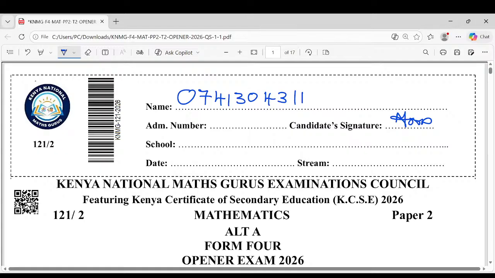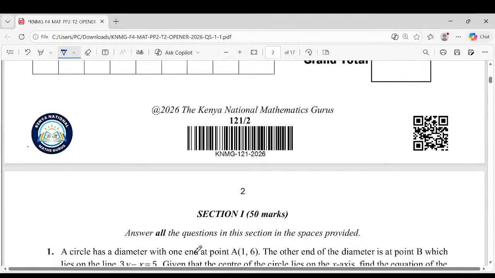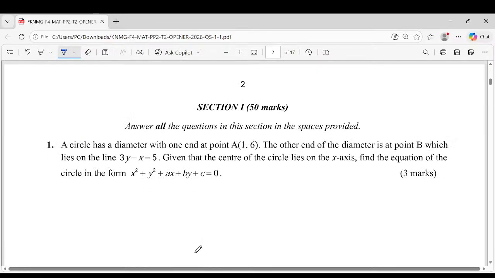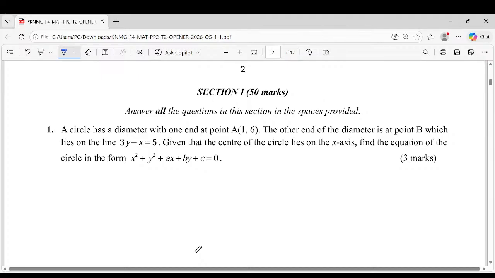So without wasting time, ladies and gentlemen, let me go to question number 1 of this paper. I told you this is a very standard question paper that helps learners prepare for their upcoming 2026 KCSE exam. Let us look at the first question of this paper. We are now getting to question number 1.